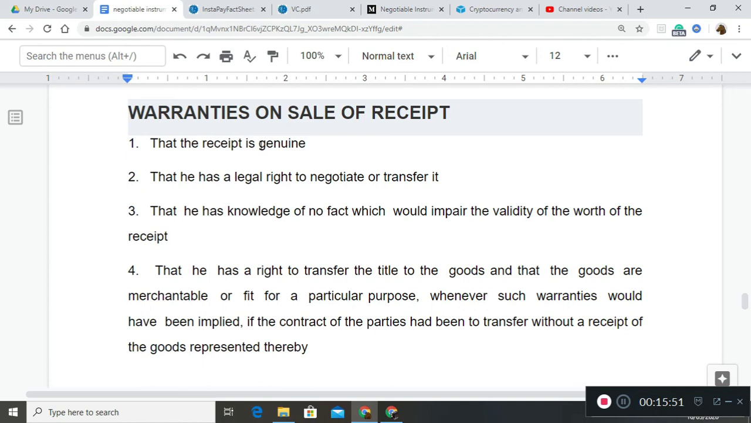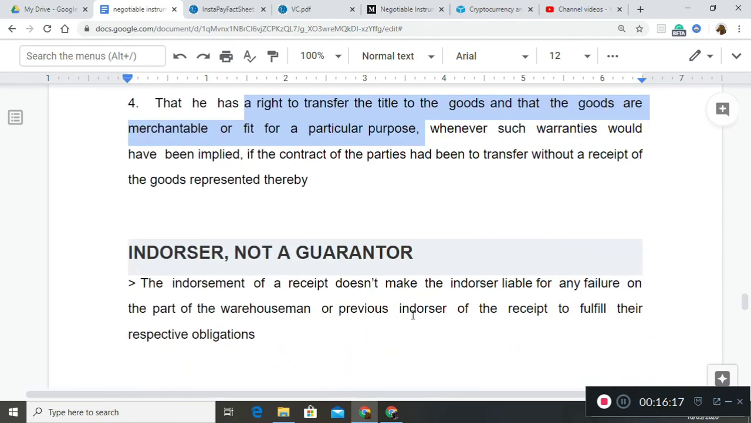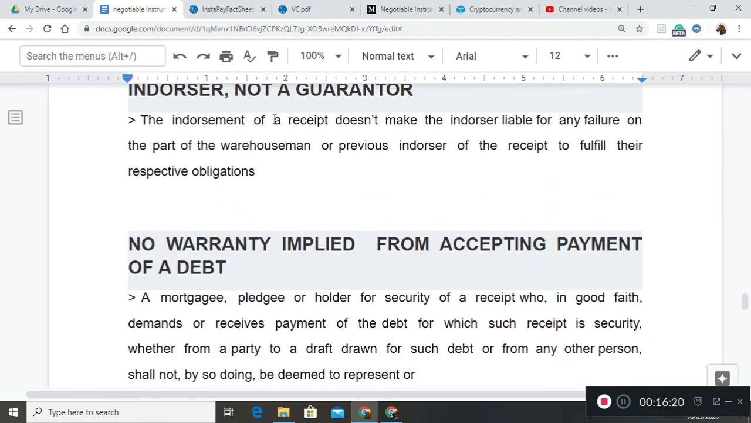What are the warranties? That the receipt is genuine, that there is legal right, that he has knowledge of no fact which would impair the validity or worth of the receipt, that he has the right to transfer the title to the goods, and that the goods are merchantable and fit for a particular purpose. An endorser is not a guarantor. So, endorsement of a receipt does not make the endorser liable for any failure on the part of the warehouseman or previous endorser of the receipt to fulfill their respective obligations.